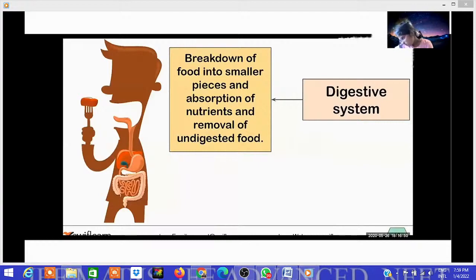It breaks down the food into smaller pieces, absorption of nutrients and removal of the undigested food. So Arna, whenever you read science, it is not important for you to remember the exact definition, but make sure you just have your answer relevant to the definition.